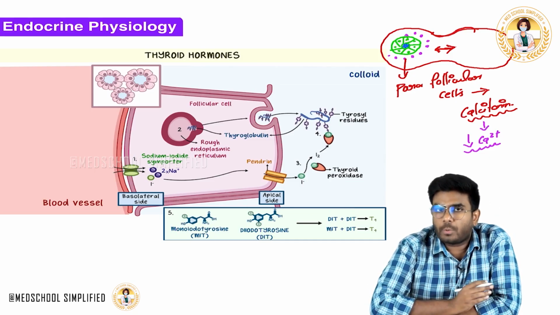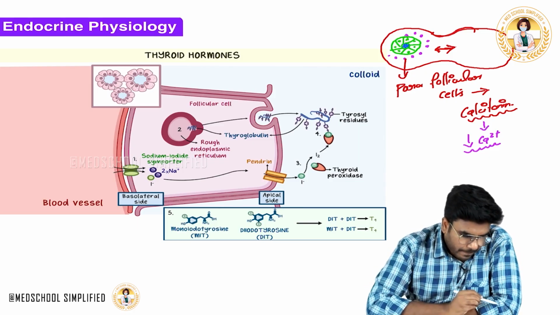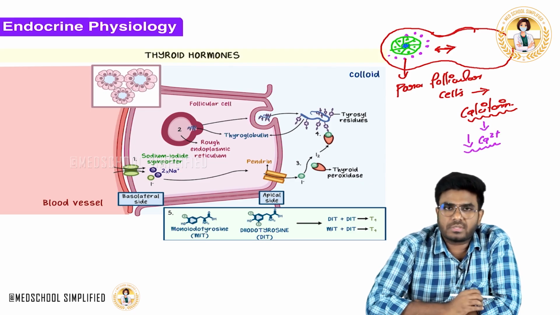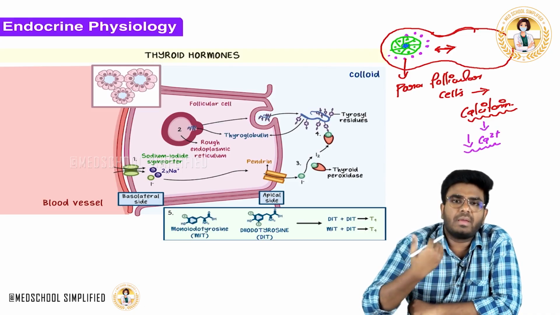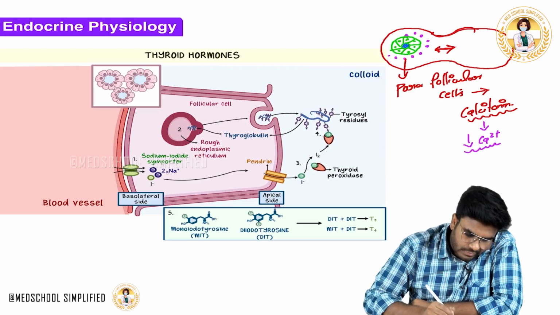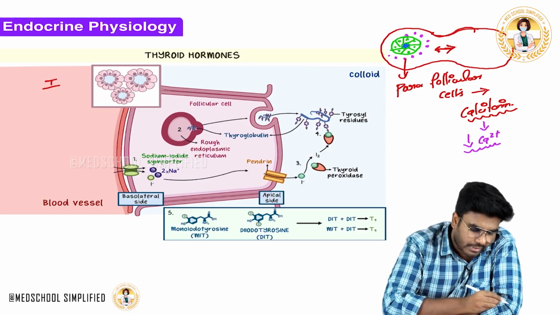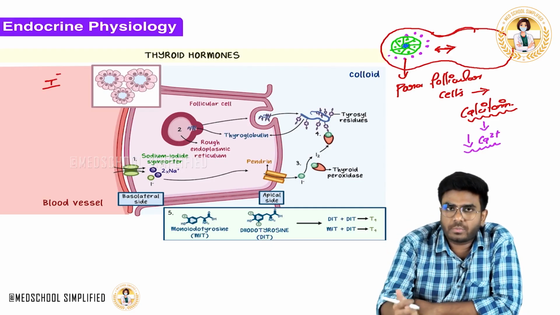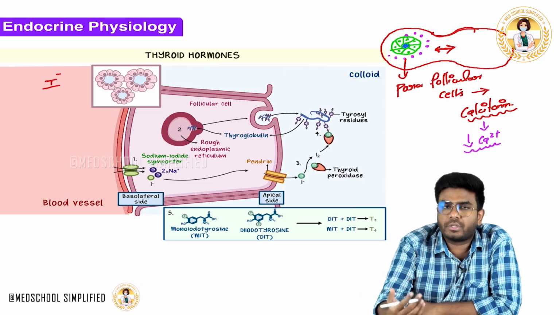Now let's start our topic, how thyroid hormones are actually produced. Imagine there is a person who has taken seafood, or imagine that I have taken seafood, like fish. We all know that seafoods are rich in iodine. The seafood is digested in the stomach, and in the stomach these iodides are released, and these iodides are absorbed into the blood.